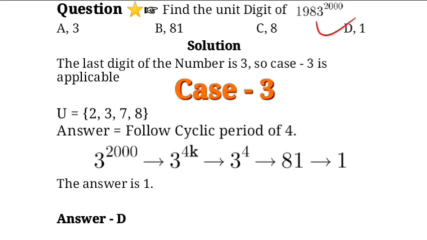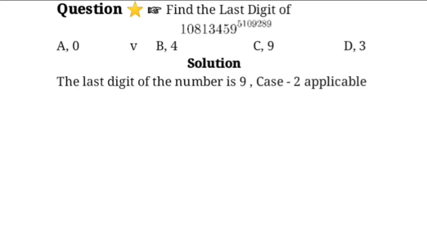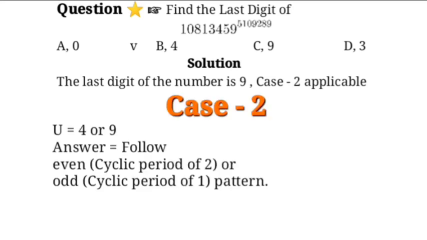D is the answer. Okay, find the last digit of this number. If you use a calculator to determine the last digit of this number, the calculator cannot process this number. So we need to use a simple trick. The last digit is 9, so we need to use case 2. Case 2 says 4 or 9. So we need to use a cyclic period of 2, or an even or odd pattern.